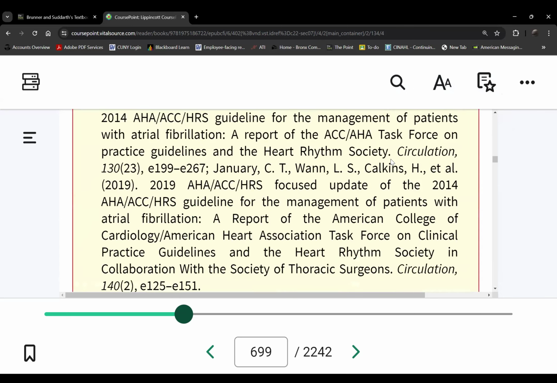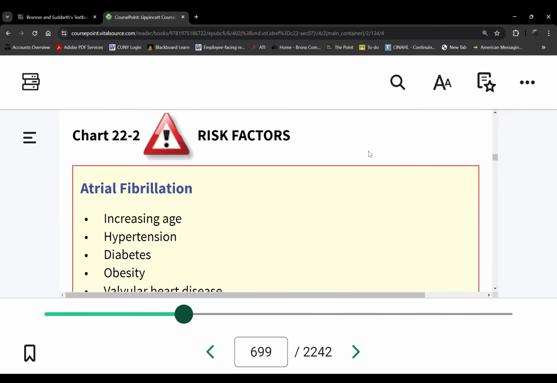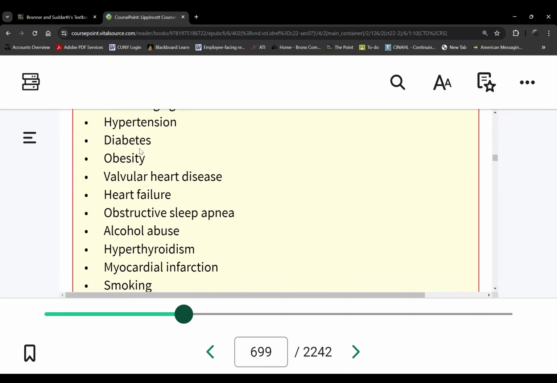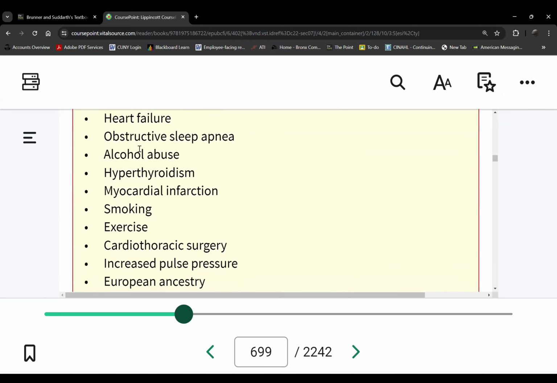Causes, you have a whole chart. Chart 22-2. Age, number 1, hypertension, diabetes, obesity, valve disease, heart failure. So anything to do with increased pressure in the atria. So if there are any problems causing pressure increase, let's say heart failure, for instance, that increases pressure in all 4 chambers, yeah? But particularly increased pressure in the atria. Whenever you have any condition that causes increased pressure in the atria, it can cause AFib.